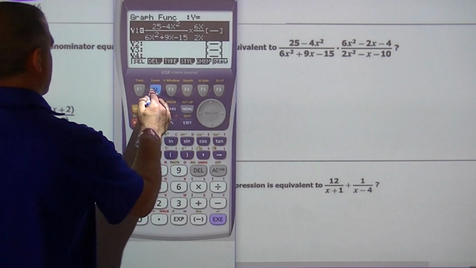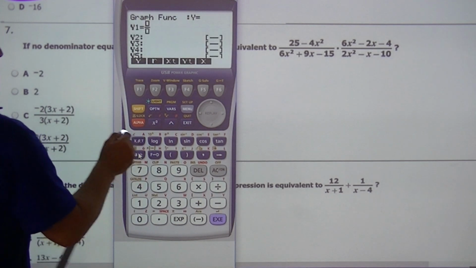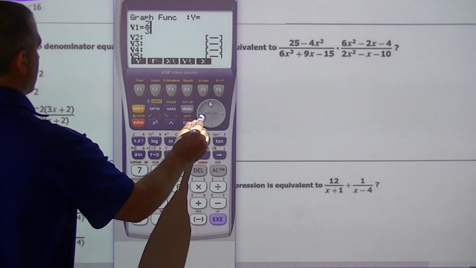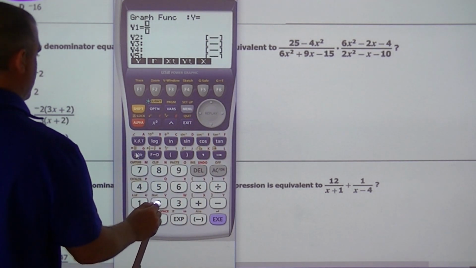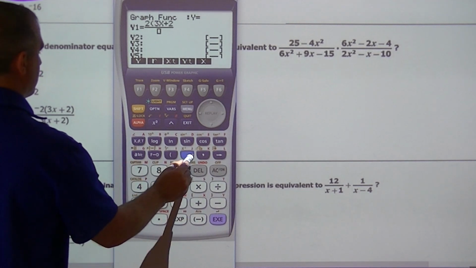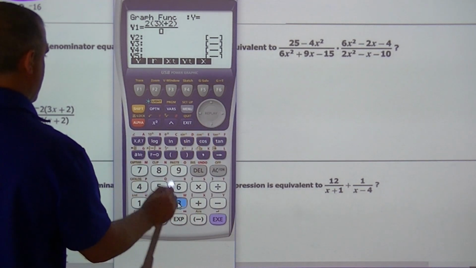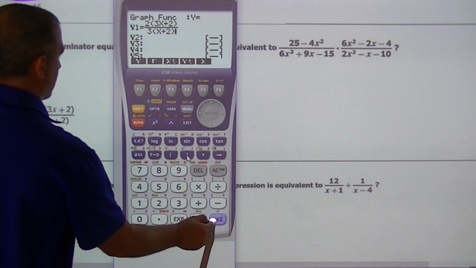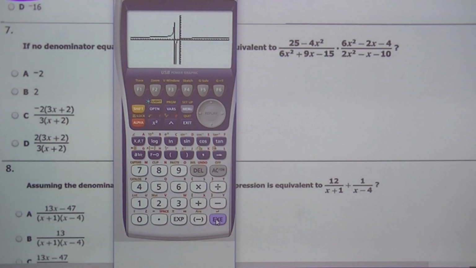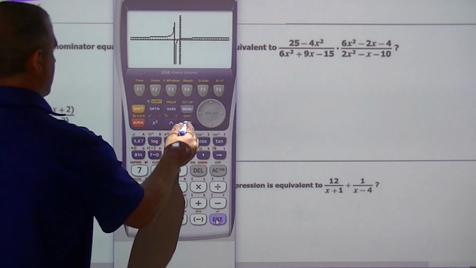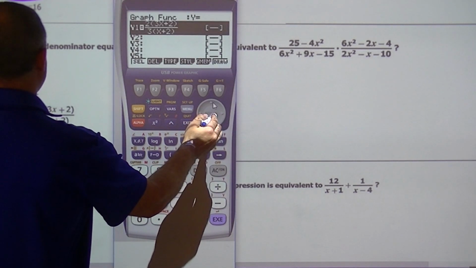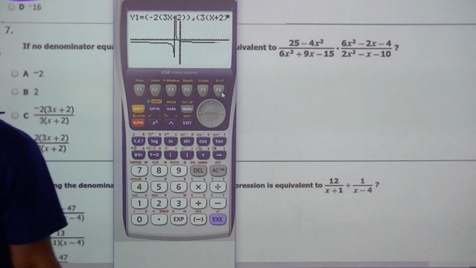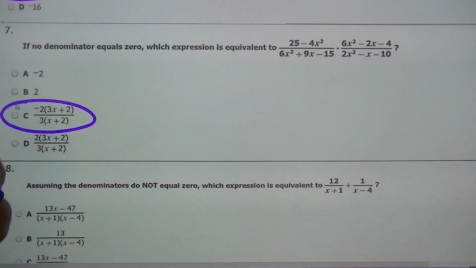All right, so let's take a look. I'm going to try answer D just because I think, but you could try them all, just in the interest of time. Whoops. Fraction button 2, 3x plus 2, and then 3x plus 2. If you look, actually it's not the same graph, okay? All right, I gotta change that other one. Let's try that top one now is negative. Okay, now that looks like my answer. Okay, the answer is gonna be C.